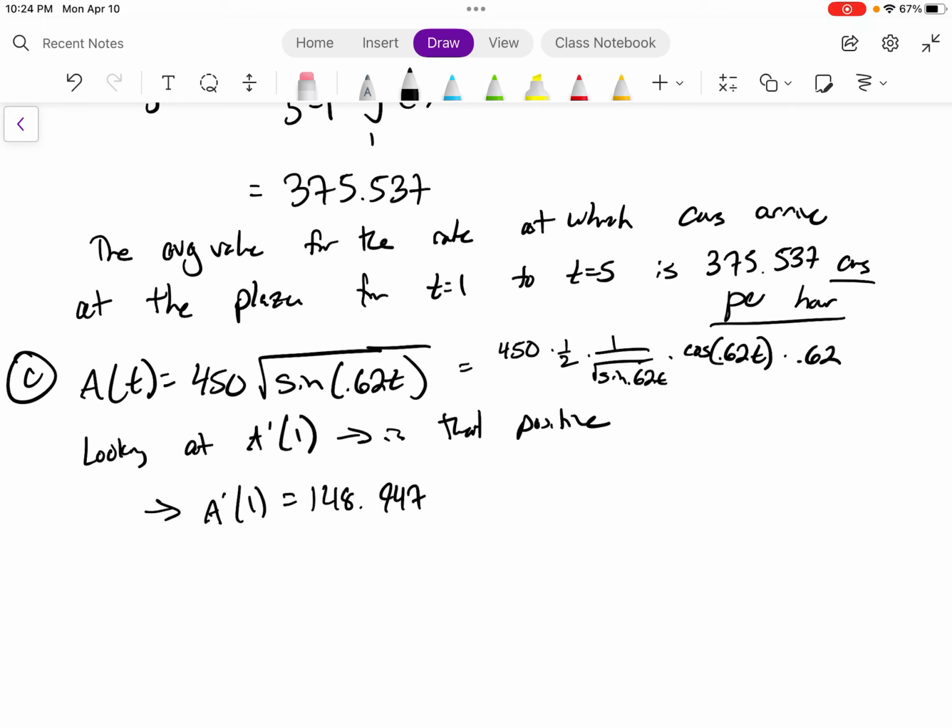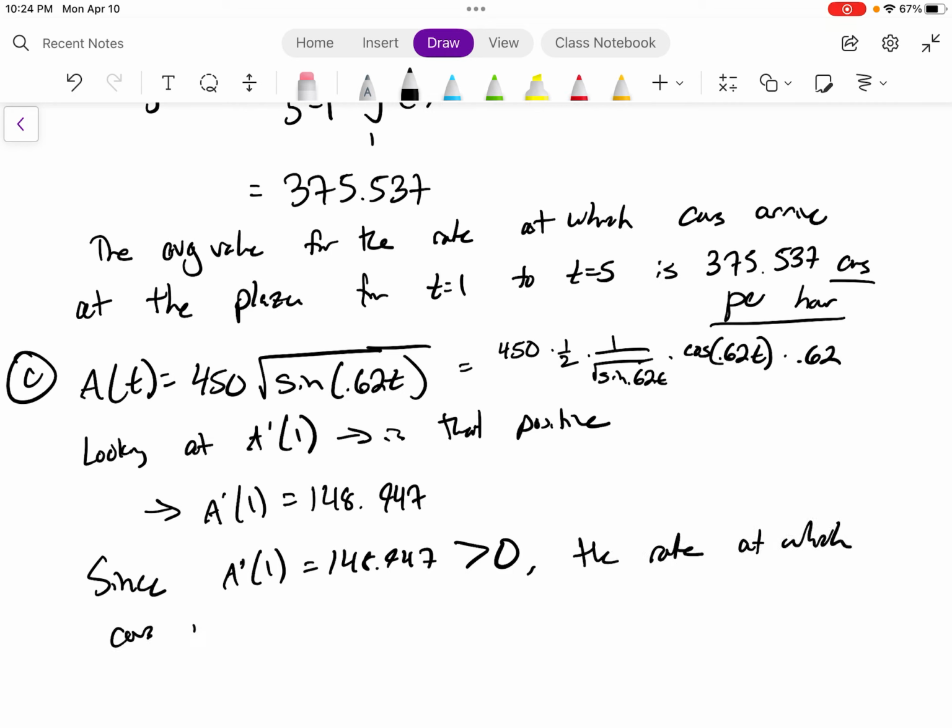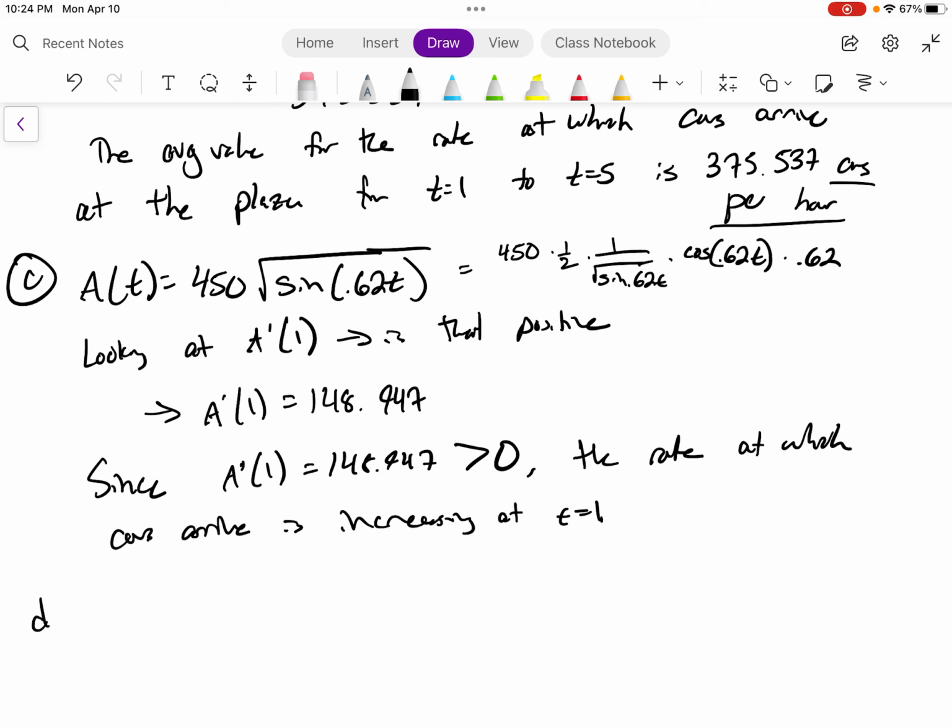We need to have that value, and we need to have the sentence here. The sentence for the other guys is still important, but the sentence for these guys is, what do we want to say here? I want to say, since A prime of 1 equals 148.947 is greater than 0, the rate at which cars arrive is increasing at t equals 1. Simple. Make sure we have that sentence, though. That sort of gives us all the credit.